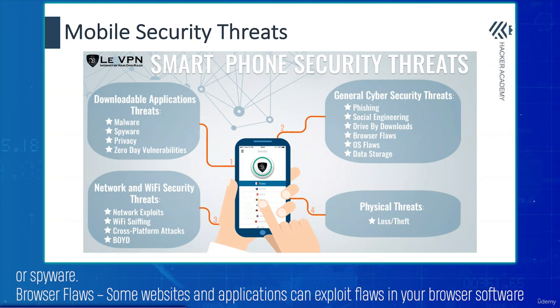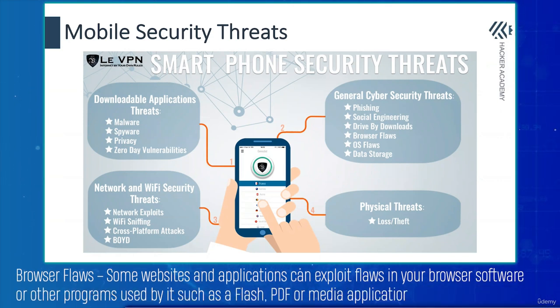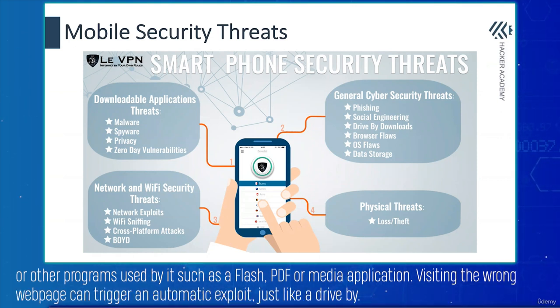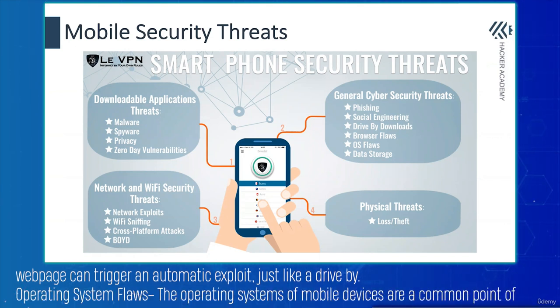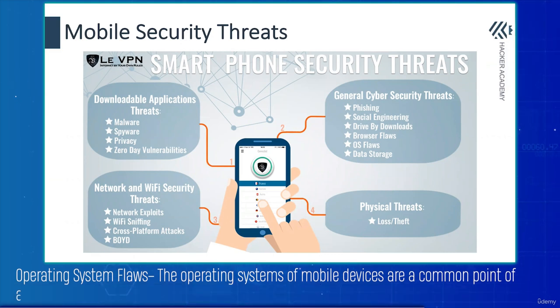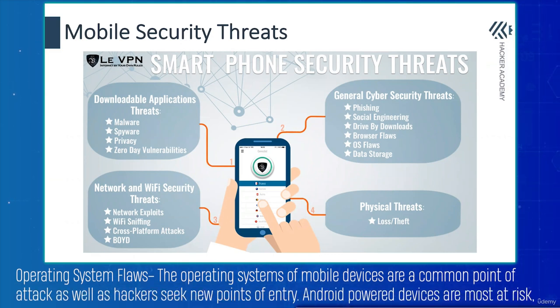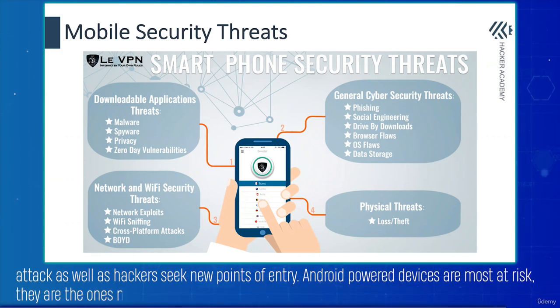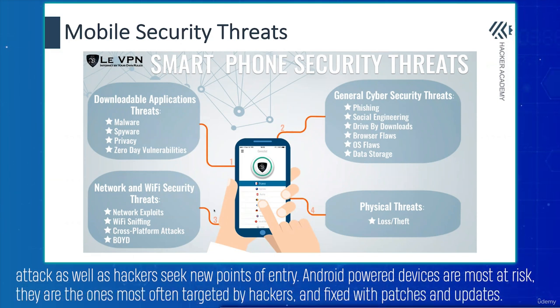Some websites and applications can exploit flaws in your browser software or other programs used by it, such as Flash, PDF, or media applications. Visiting the wrong web page can trigger an automatic exploit, just like a drive-by. Operating system flaws: the operating systems of mobile devices are a common point of attack as hackers seek new points of entry. Android-powered devices are most at risk.